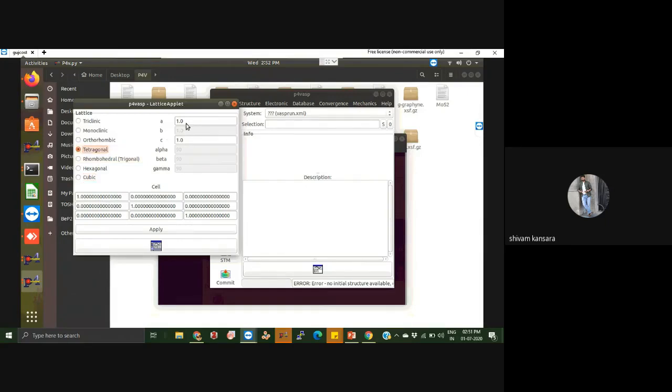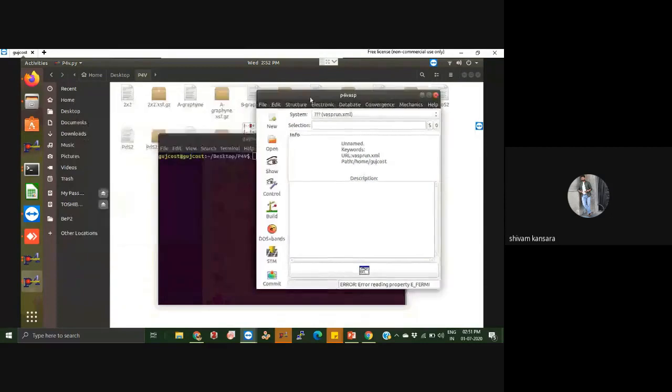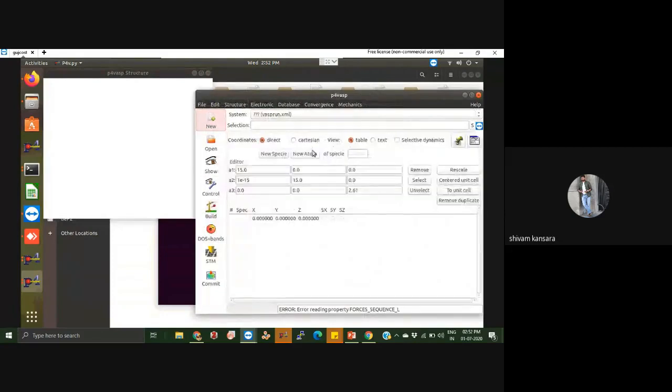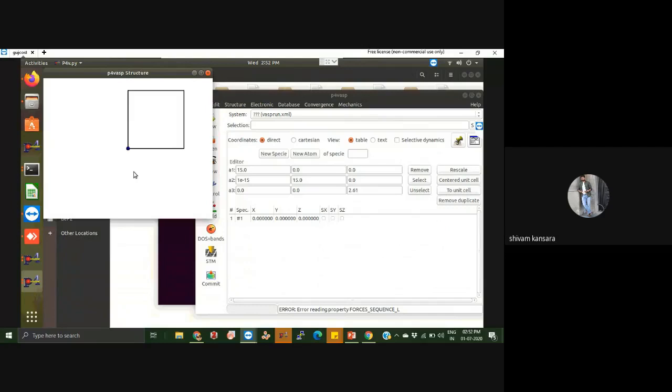So let's take 12, or 15. Okay, 15. A is equal to b, 15. But we want to extend this nanowire in the z dimension, so we take here 2.61. Any lattice constant, fine. So tetragonal, 15, 15, and 2.61. Now structure, and make it white. Build new atom. Also, you can see here the complete tetragonal structure.